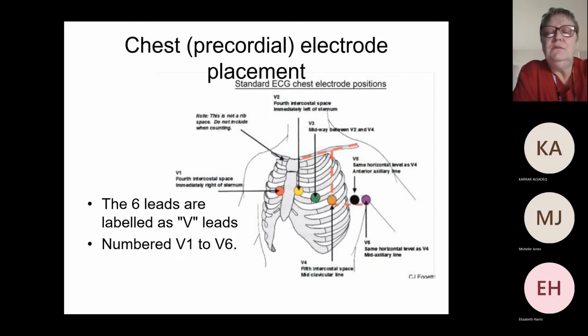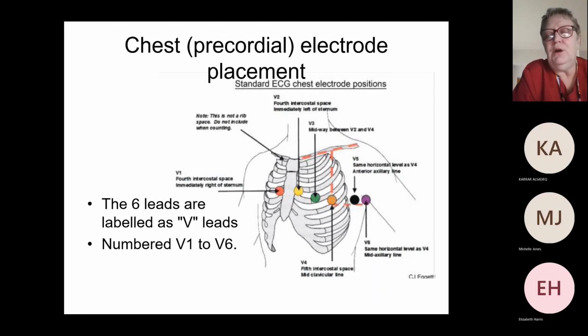And V2 goes on exactly the same, fourth intercostal space, on the opposite side of the sternum. Now, you haven't got x-ray eyes, so you've got to go by your judgment of feeling. We don't put V3 on yet. We miss V3 and we go straight for V4. And V4 is the middle of your clavicle, so that big bone at the top, and it's the fifth intercostal space. Then we put V3 on anywhere between V2 and V4.